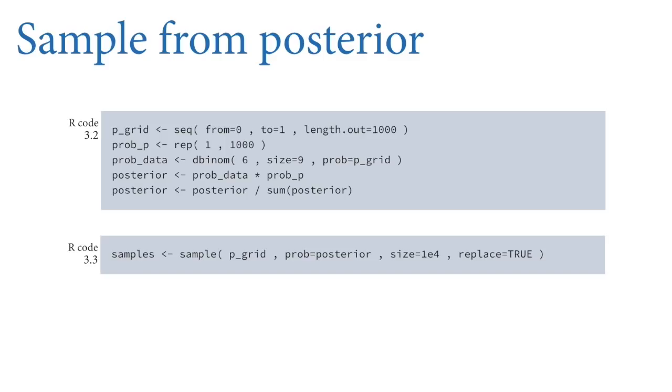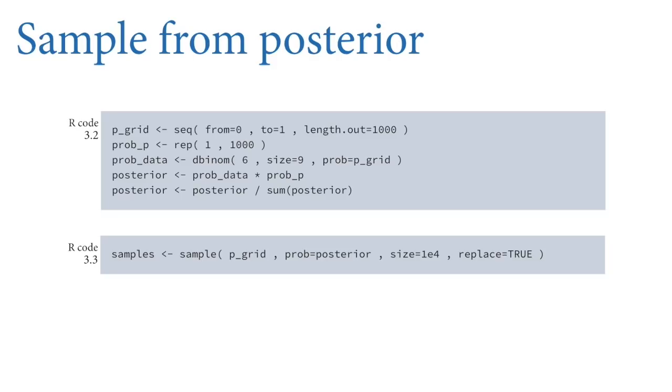Box 3.2 here is the same code that I showed you before when we drew the owl, just to compute the posterior distribution using grid approximation. To take samples from this so that we can compute the posterior predictive distribution, you just need one line of code, and I'll show it to you here.